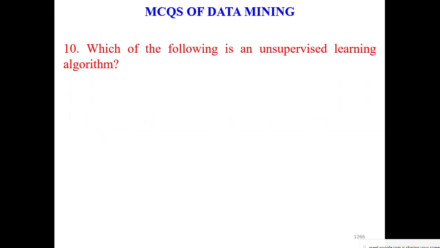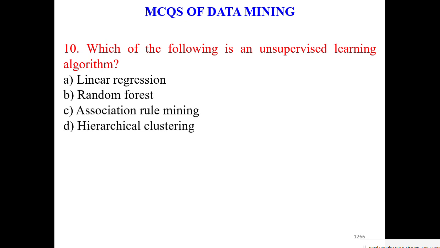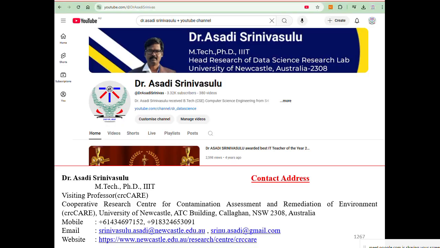Yes, sir. Okay. Which of the following is an unsupervised learning algorithm? Association rule mining. Hierarchy. Now try to understand which of the following is an unsupervised learning. Only one. Remaining all are supervised learning. I think hierarchical clustering was there. Perfect, unsupervised. So with this one, data mining concept is over.